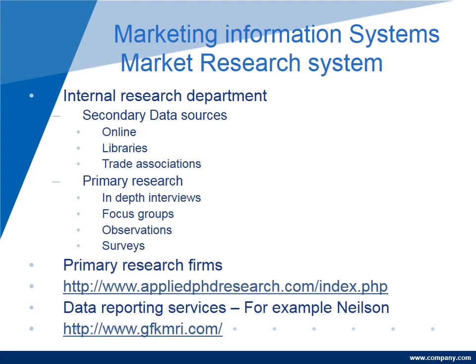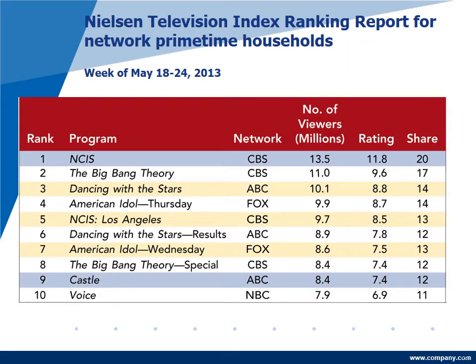We talked about this before, about different kinds of secondary data. Here are some examples of a primary research firm and some data reporting services, as an example, the Nielsen reporting service. Here's a Nielsen television ranking report for network primetime households. This goes all the way back to 2013, but it's just an example. In this particular week, the number one program was NCIS, followed by The Big Bang Theory and Dancing with the Stars. The data that Nielsen was able to provide us with is how many people were viewing that, what the rating was, and what the share points were for that particular week.